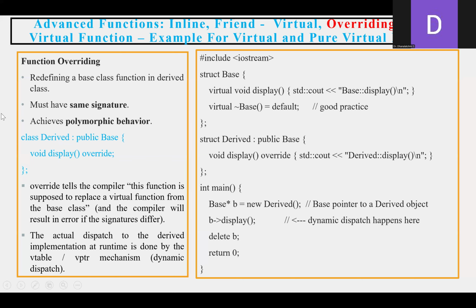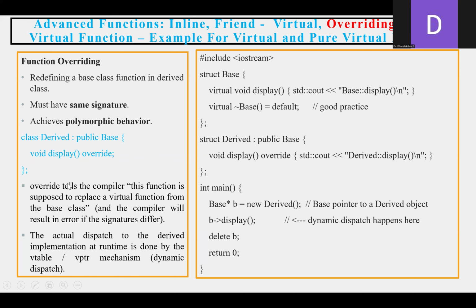So, overriding functions. Overriding is redefining a base class function in the derived class. They must have the same signature and it achieves polymorphic behavior. Let's see how it's done with a small code snippet here. You can see class derived public base and void display override.